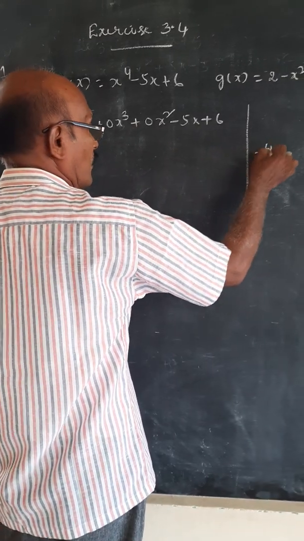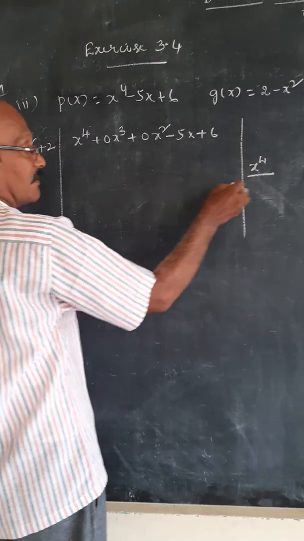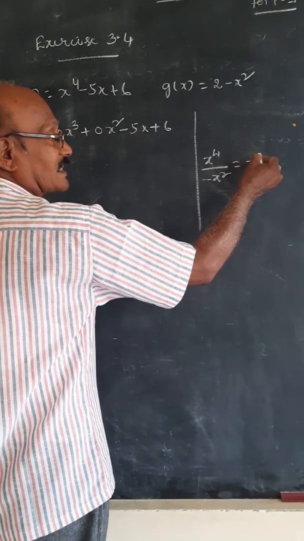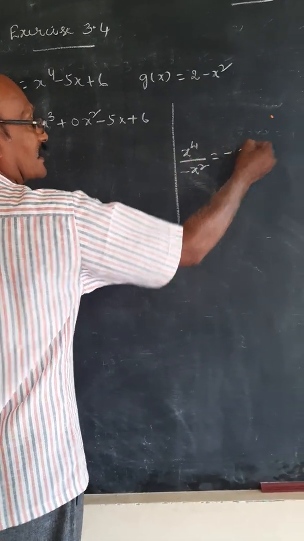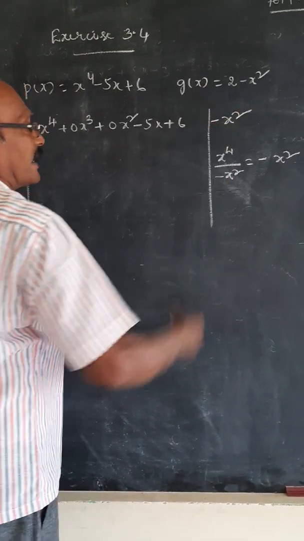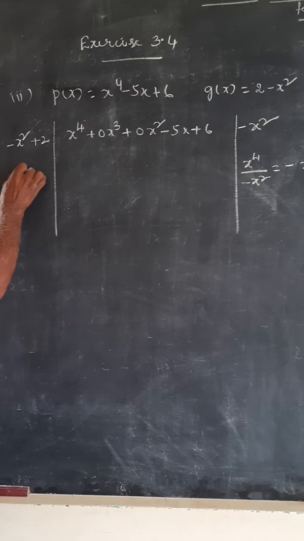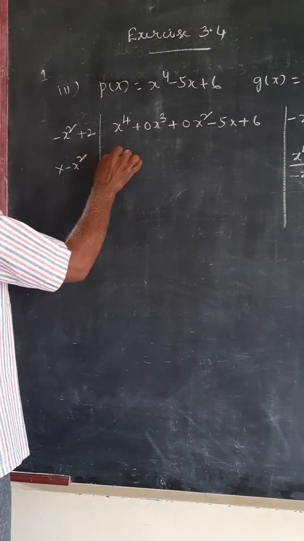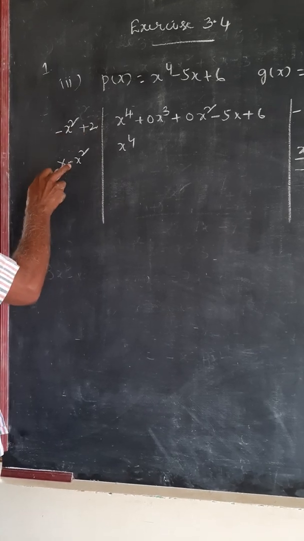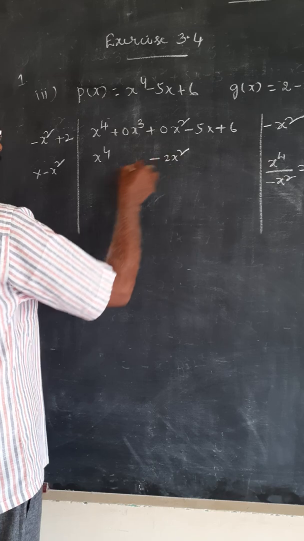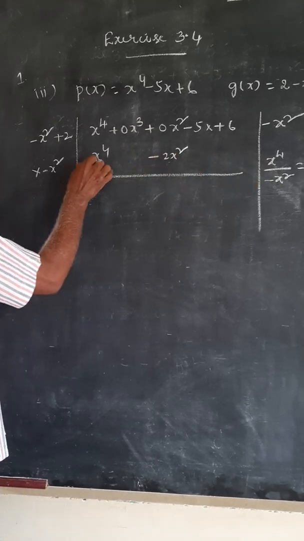What is the first term? x power 4. Divide it with minus x square. That is equal to minus x square; the x square cancels, and again you will get x square. So the first quotient is minus x square. Multiply with minus x square: minus of minus plus x power 4. Next minus 2x square. So here write minus 2x square. Draw a line. Go to subtraction.